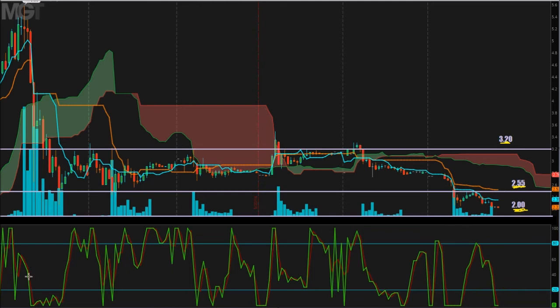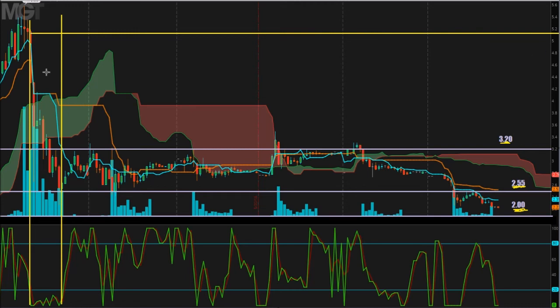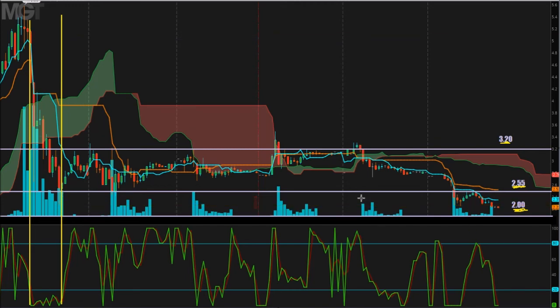A good example of that is over here. The whole time we were oversold, look what happened to our price. We went from about $5.20 all the way down to about $2.20. We don't want this thing to be oversold. We want it to be overbought. If it's overbought, that means there's a lot of buying pressure, and that's when we might see this thing start running up. So what am I going to be watching out for?